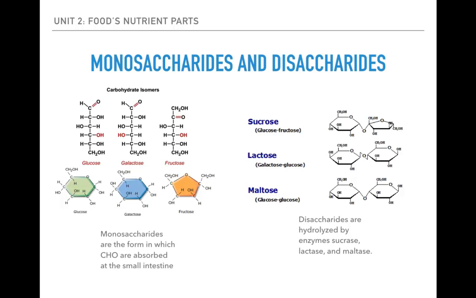But in nature, we will find our simple sugars as disaccharides, coming from sucrose, which is just glucose and fructose put together, or lactose, which is galactose and glucose put together, and then maltose, which are 2 different glucoses put together. And each one of these has enzymes in our gut responsible for breaking them down. So you have sucrase. If it ends in ASE, that must be an enzyme, right? So sucrase breaks down sucrose. Lactase breaks down lactose. And of course, maltase will break down maltose.